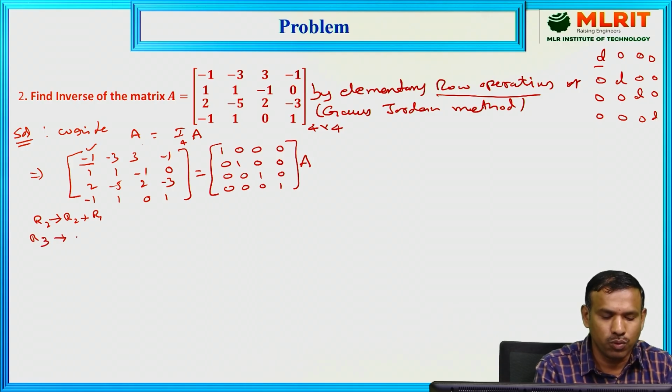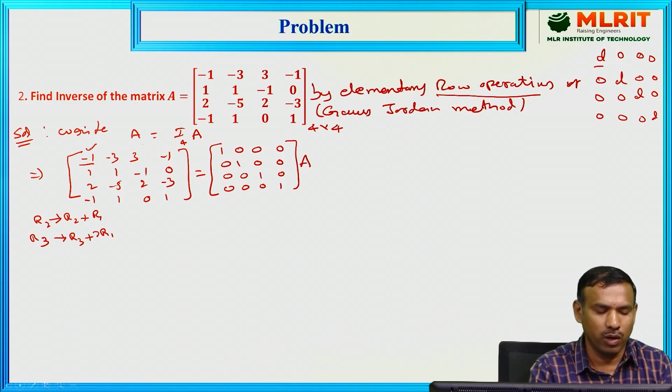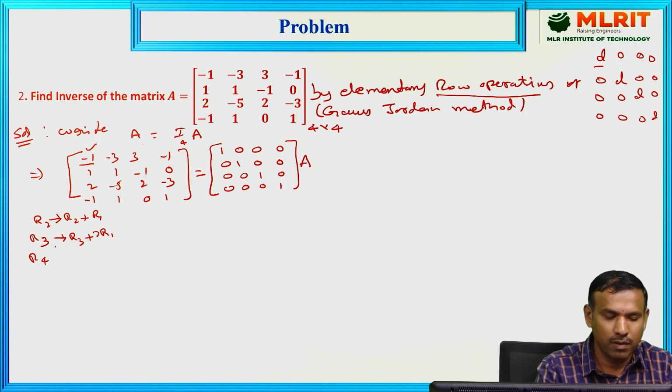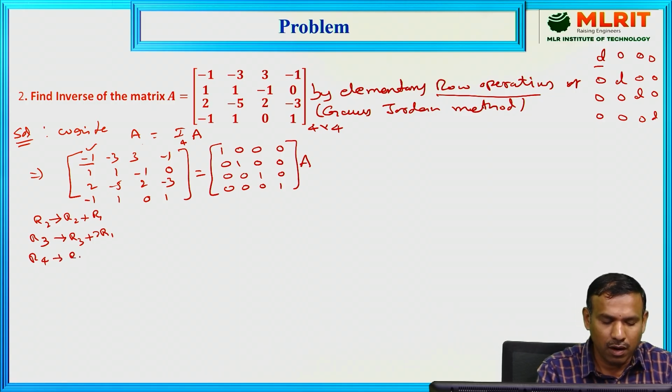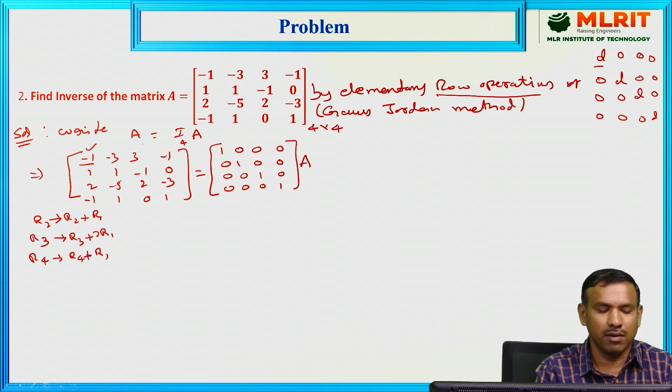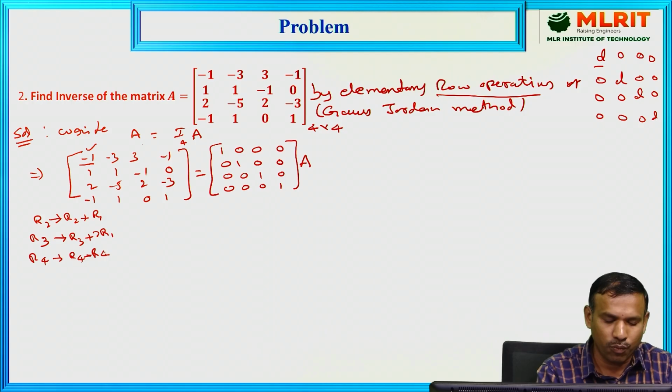R3 is 2, so R3 is enough. R3 plus 2R1, because this is 2, 2 minus 2 is 0. R4 is -1 and R1 is also -1. Just subtract, it will become 0. Since they are the same element, it means R4 minus R1, right?